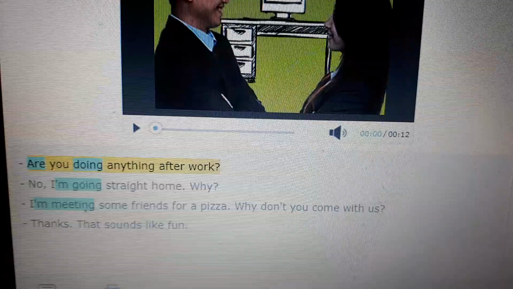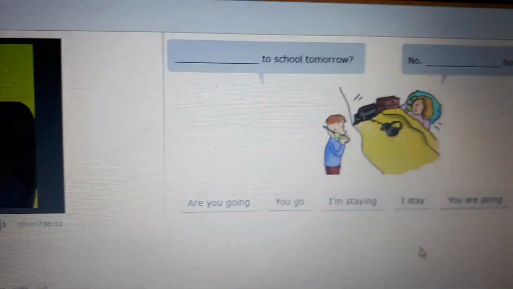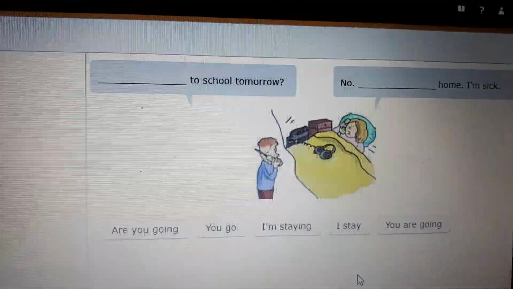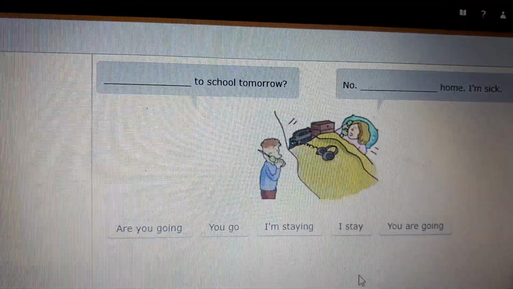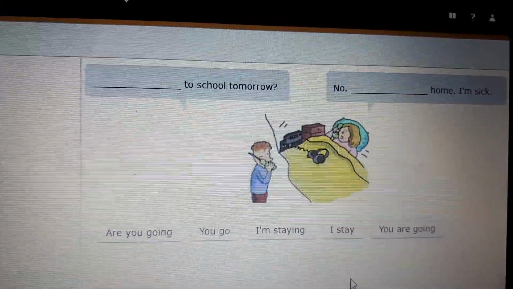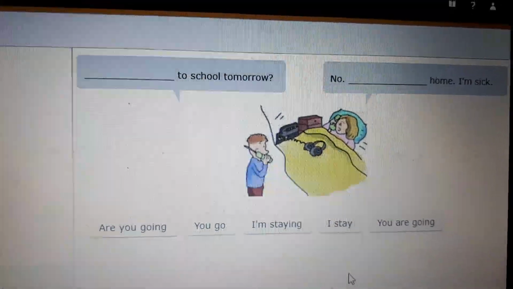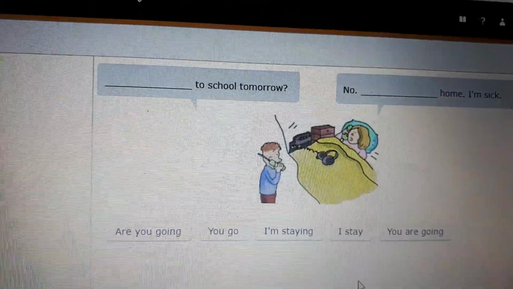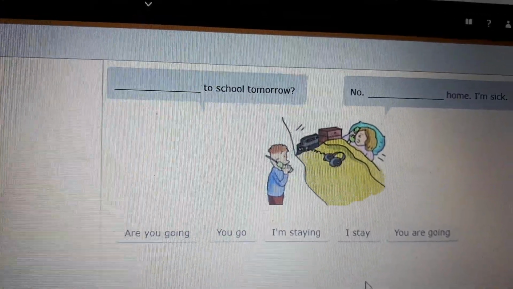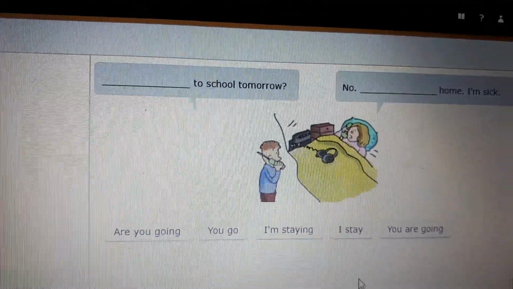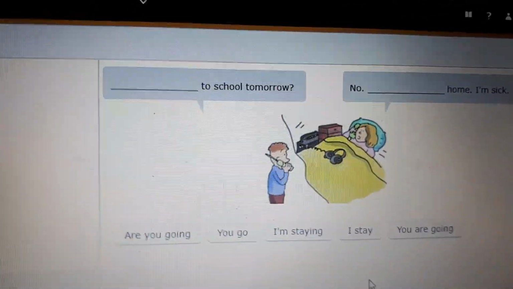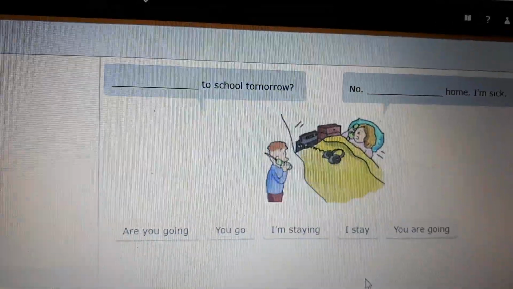Okay? So the only thing that you have to do is pay attention to whether it is a statement or a question, and if it is singular or plural. If it is singular, we're going to work with is. Okay? If it is negative, it's not, or I'm not. If it is plural, are or aren't. Okay? So you need to pay attention to this.